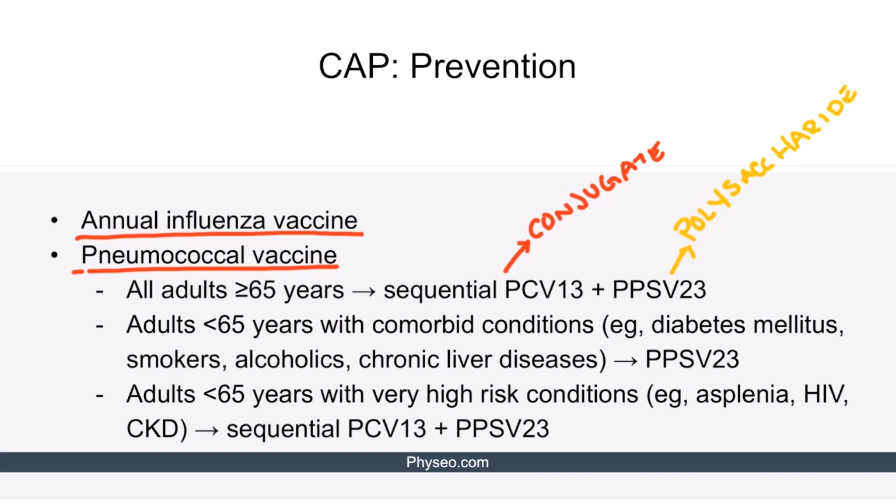For those younger than 65 years, routine administration of pneumococcal vaccines is not recommended, except in those with comorbid conditions that would put them at high risk of getting severe disease. Specifically, adults less than 65 with comorbid conditions such as diabetes mellitus, smokers, alcoholics, and chronic liver disease should be given the PPSV23 alone. Adults less than 65 with very high-risk conditions such as asplenia, HIV, and chronic kidney disease should be given sequential PCV13 and PPSV23 vaccines.